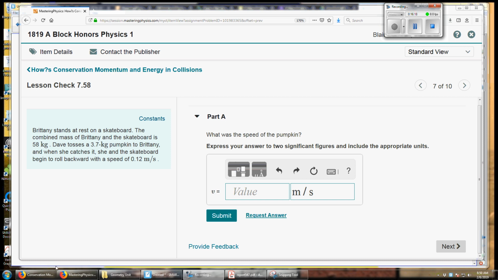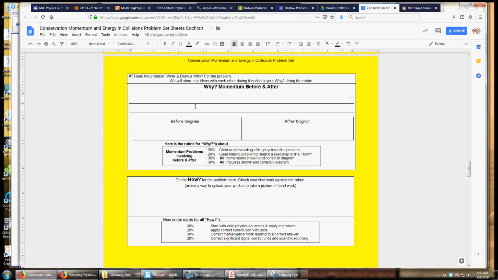Alright, so that's where I'm going to start my Y. This is a totally inelastic collision. Momentum must be conserved, as the 2 objects become a single object.